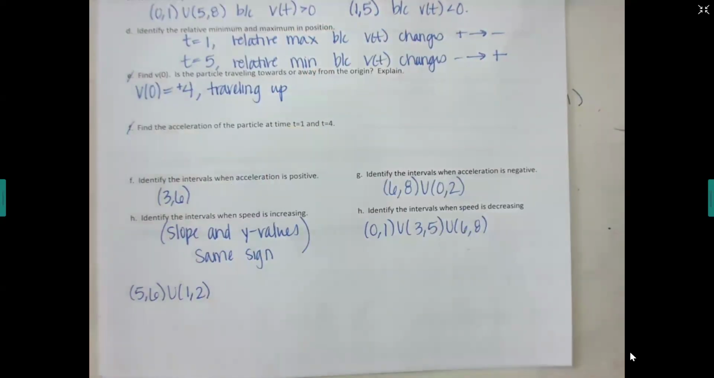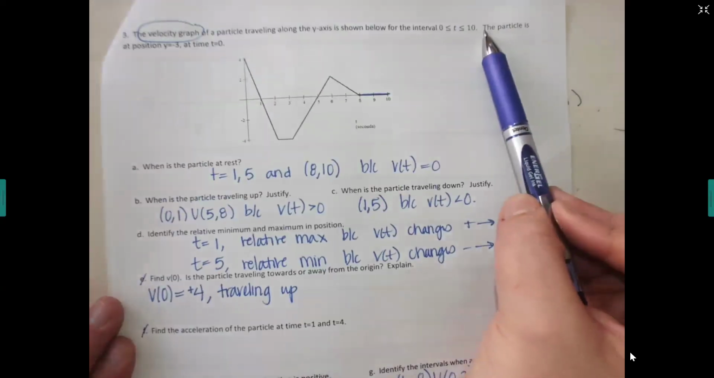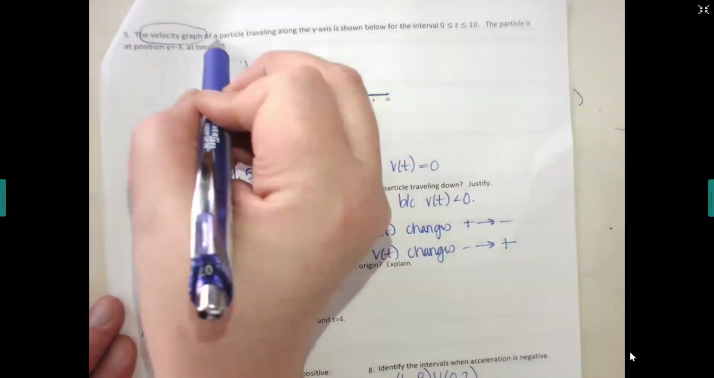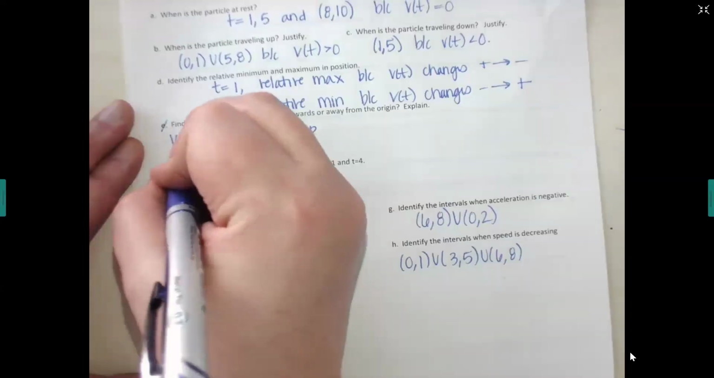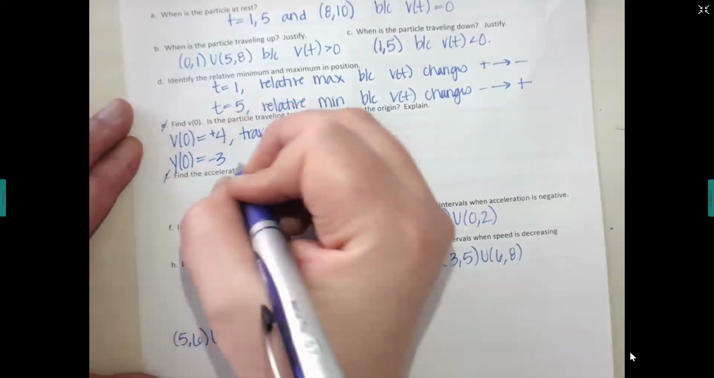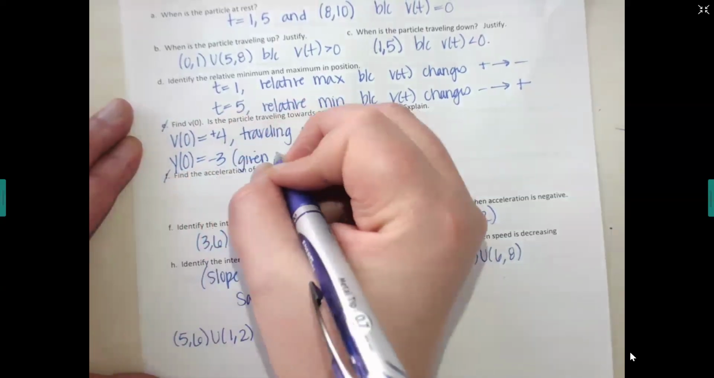Okay, but the problem is that it's asking me whether that's towards or away from the origin. The other thing that you have to know is position. And remember that a velocity graph can't tell you position. So read back in the question, read what the last sentence says. Okay, right here it says the particle is at position -3 at time 0. So I can't get position from this graph, but it tells me right here in the question. So put y of 0 is -3, and then I'm going to put given in the problem.